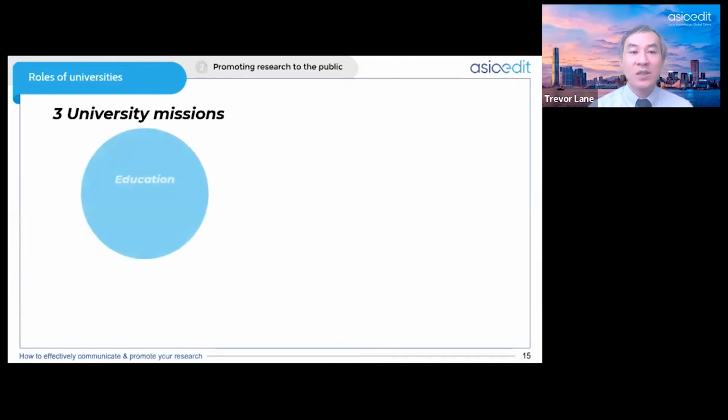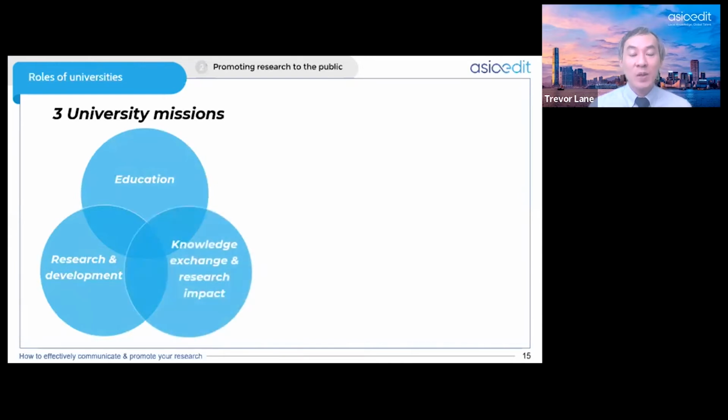Universities used to be just teaching, learning, and research. But now there is a third mission in many universities around the world, because the government will help pay and they want you to use people's money wisely. So this is the knowledge exchange or research impact, to make sure that universities actually apply their research in the real world.